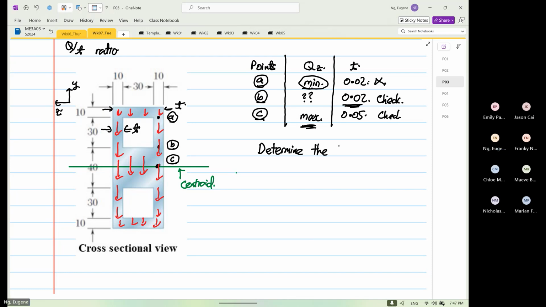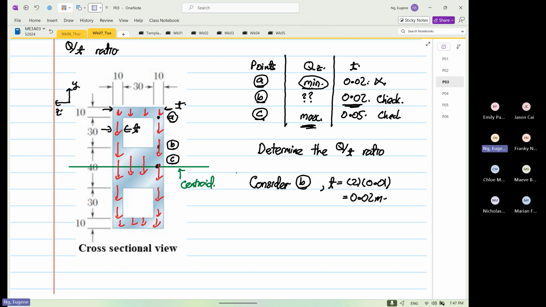the Q over t ratio now. The bigger this ratio, the higher the what? The higher the stress. I repeat again, the bigger this ratio, the higher the stress. So let's consider point B. And we know the thickness for point B is twice of 0.01. So the thickness is equal to 0.02 meters.